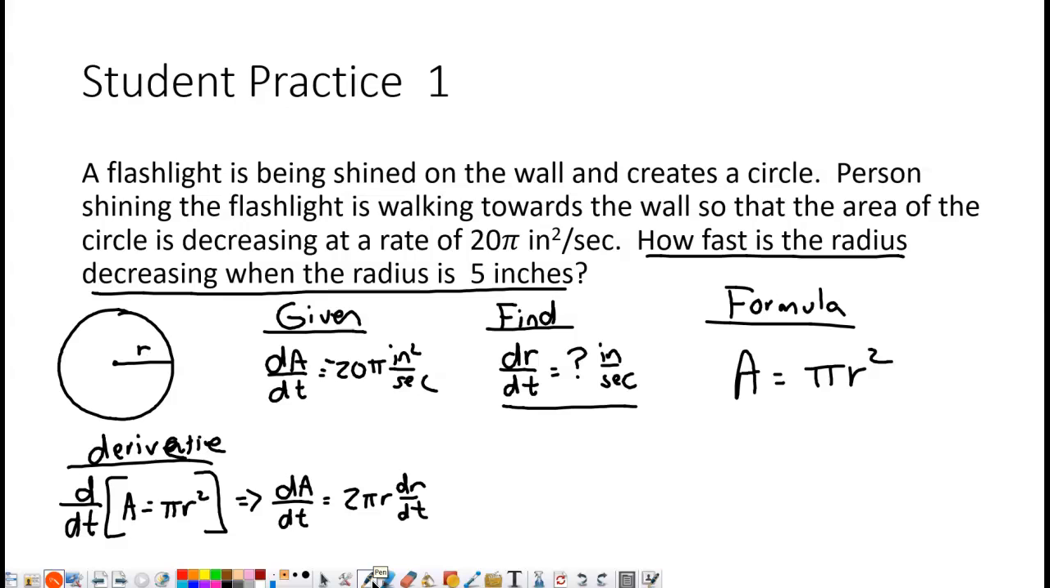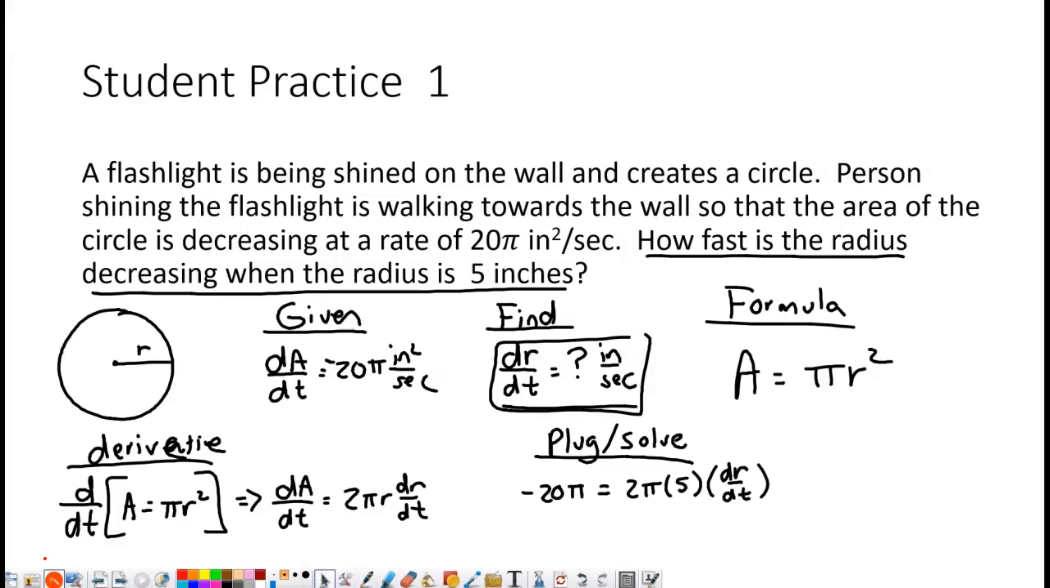And then step 6, I want you guys to go ahead and plug and solve. Plug in all the stuff you know, and your job is to figure out what is dr dt. So this is what it would look like if you plugged in your stuff. Your radius is 5, and your derivative of A with respect to t is -20 pi. And the thing that we don't know is dr dt. Like I said, the thing that you're trying to find may not always be all by itself on the other side. It doesn't matter where it's located, it just matters that you plug in the stuff you know and solve for what you don't. So at this point, if I wanted to solve this, I would multiply these and get 10 pi first.